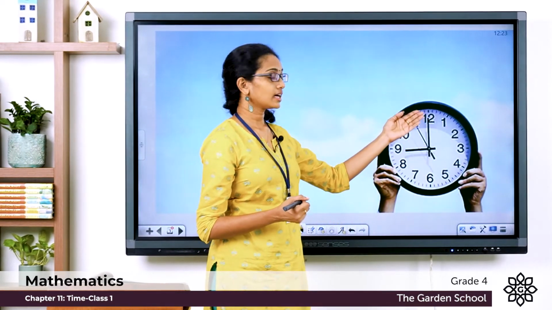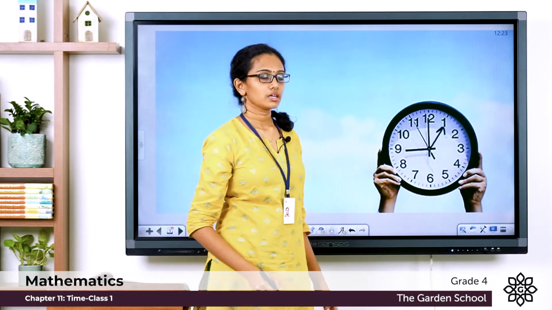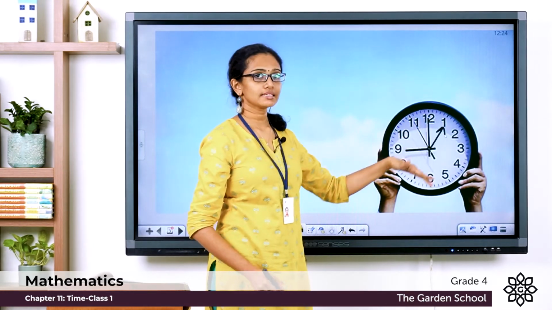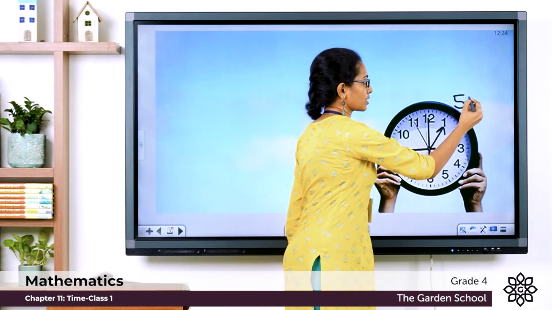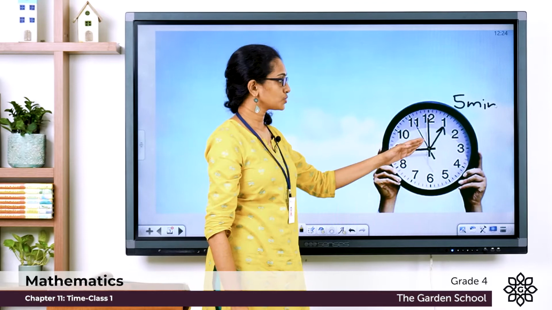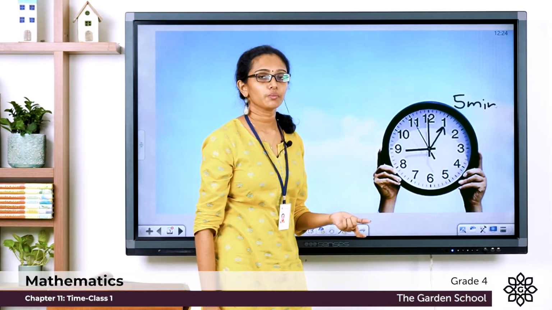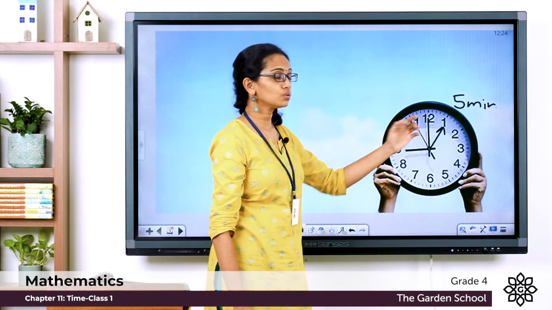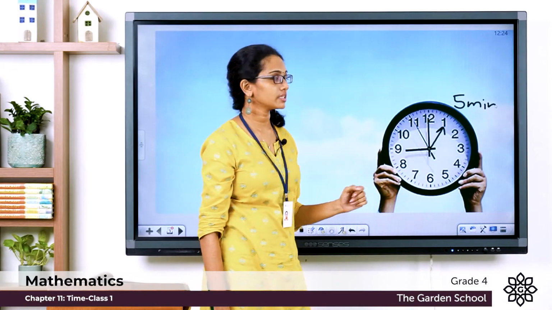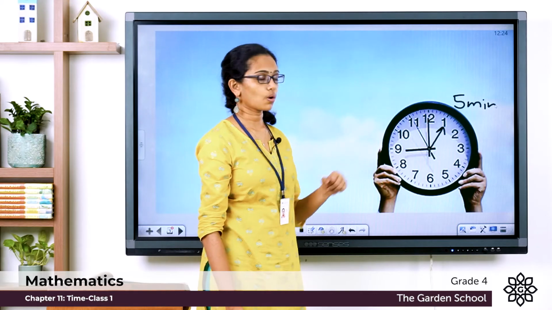Now let the minute hand be moving from this 12 to this 1. Now when the minute hand moves from this 12 to the next number, it will pass 5 minutes. And when it moves from 1 to 2, it will pass 5 more minutes. So between 12 and 2, there are 10 minutes. Between 12 and 3, there are 15 minutes. Between 12 and 4, there are 20 minutes and so on.